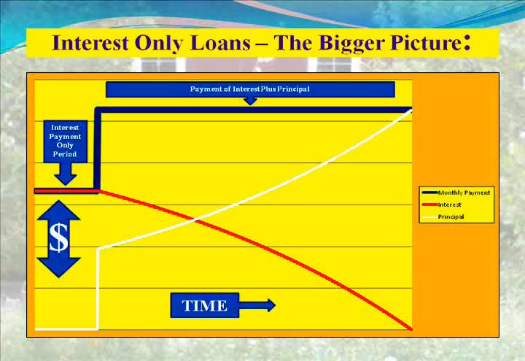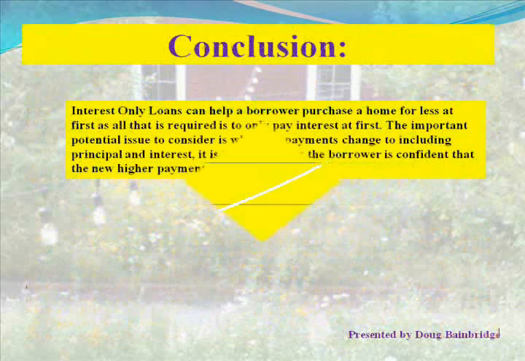We'll notice with the white line where the principal is not even touched for the first period while you're paying only interest, and then it starts to increase as a portion of each payment from year 6 through year 30. And the red line shows the interest, where at first it's a flat line, and then it starts to curve down as we slowly but surely pay off the principal.